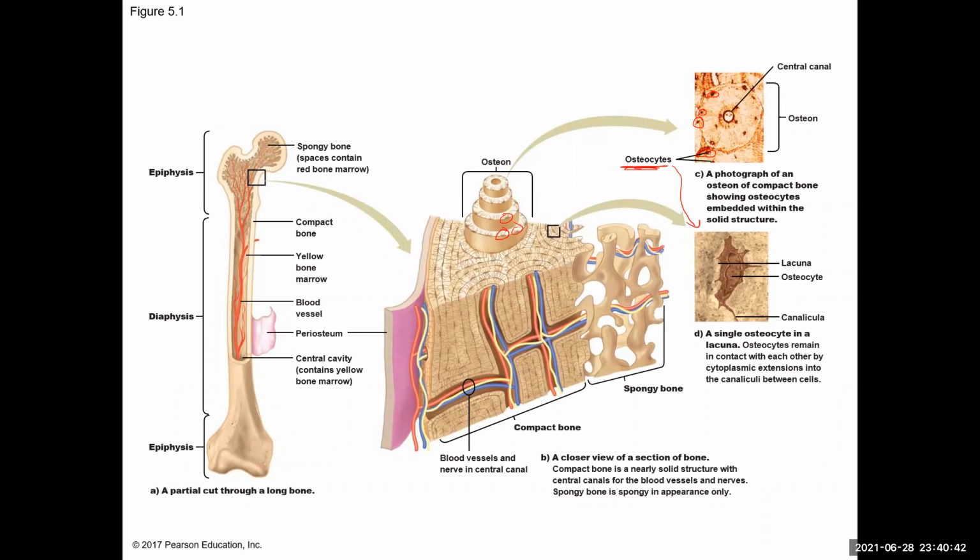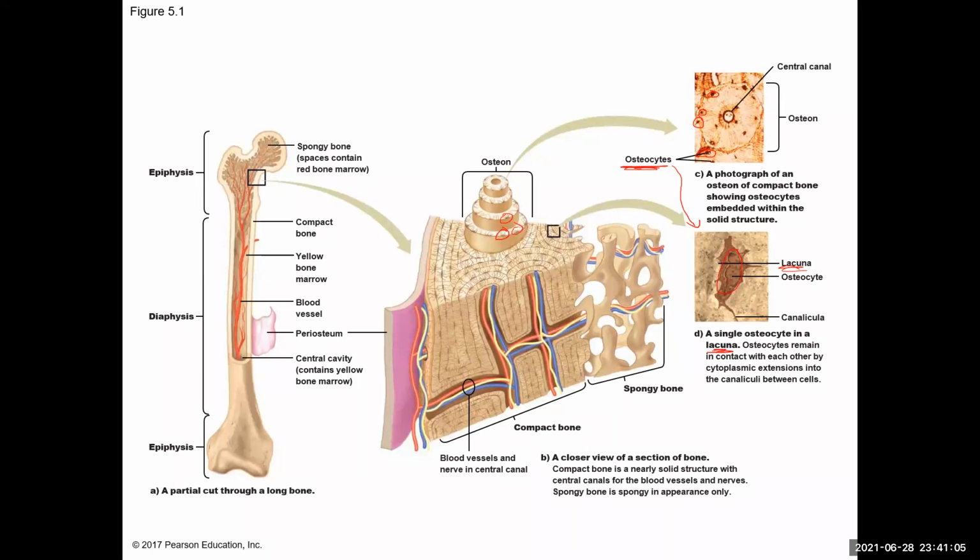Now, if we zoom in to an osteocyte, which is right here in this image, you can see that osteocyte, that bone cell, and the osteocyte is in this space, which is called the lacuna. Okay, so that space that the osteocyte is in is the lacuna. And so here you're looking at a single osteocyte in that lacuna.